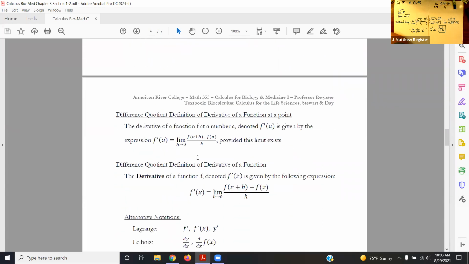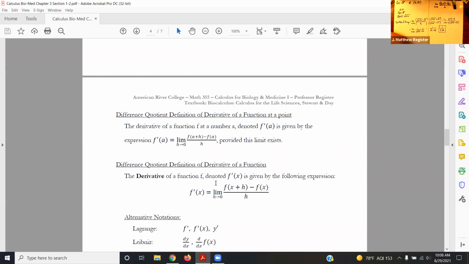And so here are 2 definitions for the difference quotient definition of a derivative. The derivative of a function f at a number a, denoted f prime of a, is given by the expression f prime of a is equal to the limit as h goes to 0 of f of a plus h minus f of a over h, provided the limit exists. This is what we just calculated for the square root function. We just calculated the derivative of the function at the point a.